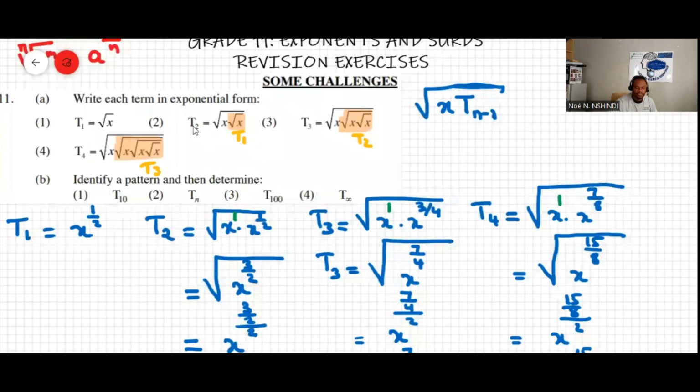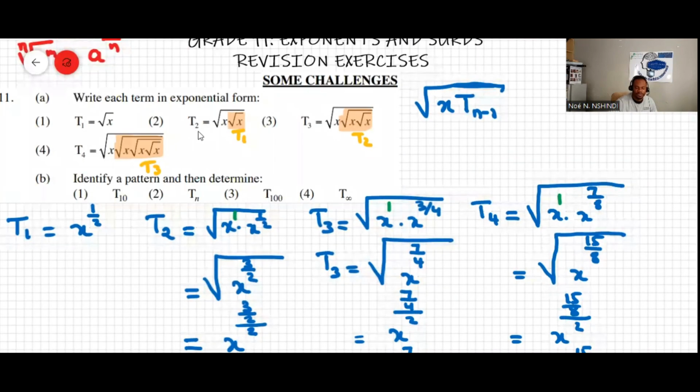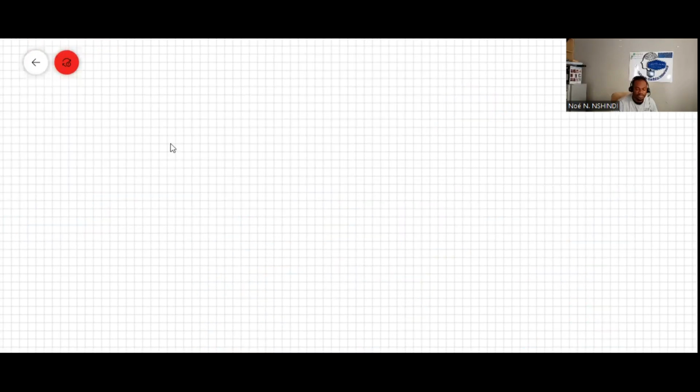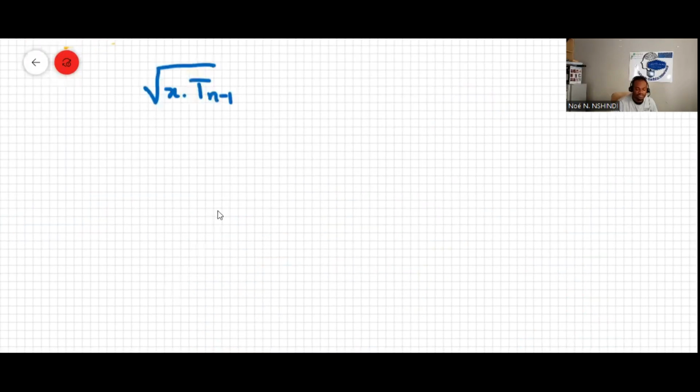So if Tn here is like term 2, inside it's going to be n minus 1, so 2 minus 1. That's why we got term 1 here. So this is term 3. Inside here, what's here is going to be 3 minus 1, which is term 2. And same also here, term 4, it's going to be 4 minus 1, so that makes term 3. Then we can also write it this other way.